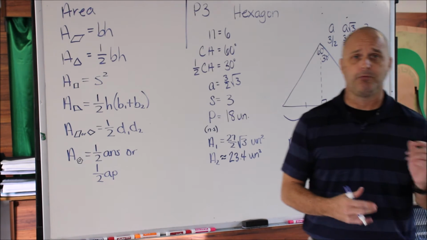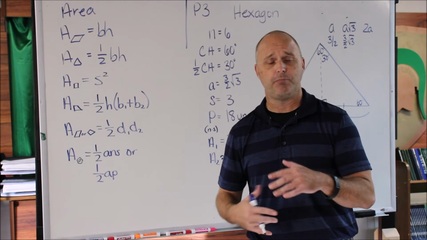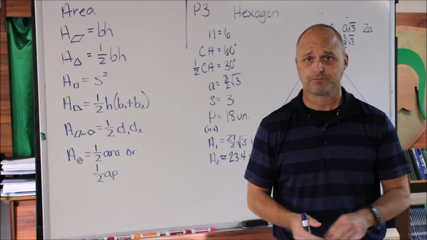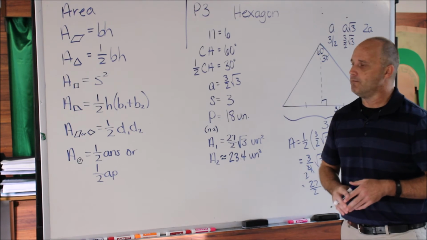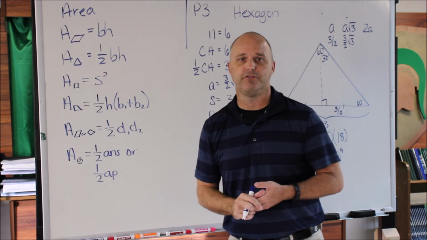Now there are going to be a couple of different types of polygons that you're going to use special right triangles on. The hexagon is going to be one of them, and you'll see some of the other ones that you're going to use that on a little bit later.